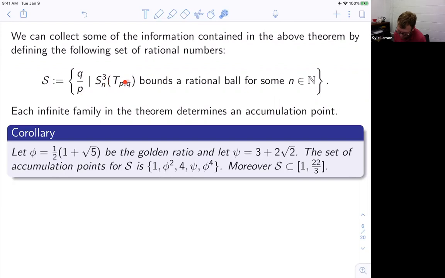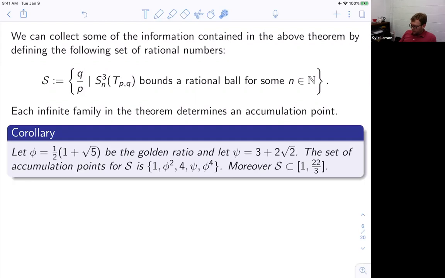coefficient, and we essentially take the information coming from the torus knot. So we look at all Q over P such that the corresponding torus knot admits a surgery bounding a rational ball. So this is some set of points in the rationals, and our theorem gives a complete picture of this set. So we know exactly what this set is from our theorem, and each infinite family in the theorem determines an accumulation point, a limit point.